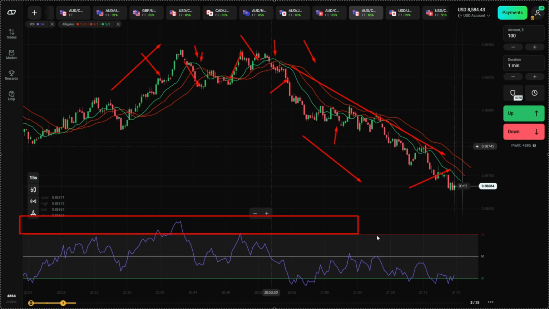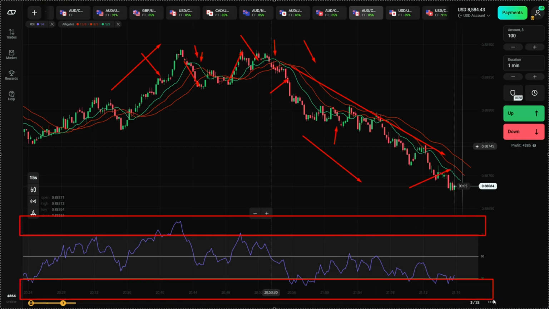As for the RSI, there are two zones, the 70 zone and the 30 zone. The 70 zone is considered the overbought area and the 30 zone is considered the oversold area. So when the price reaches the oversold area, there will likely be an upward movement, and when it reaches the overbought area, there will likely be a downward movement.